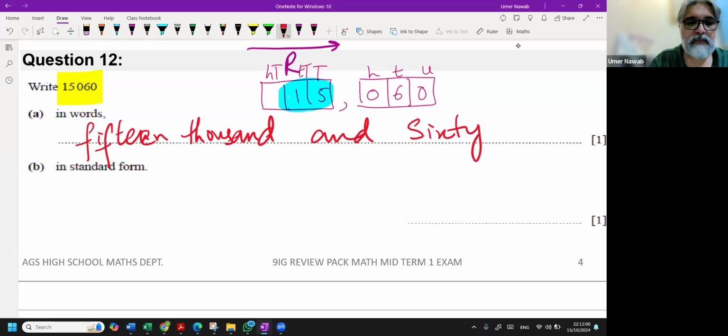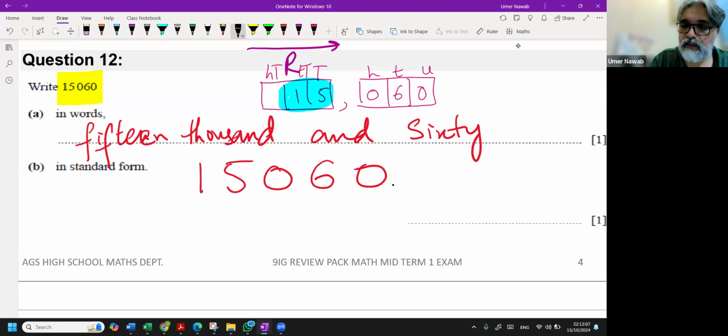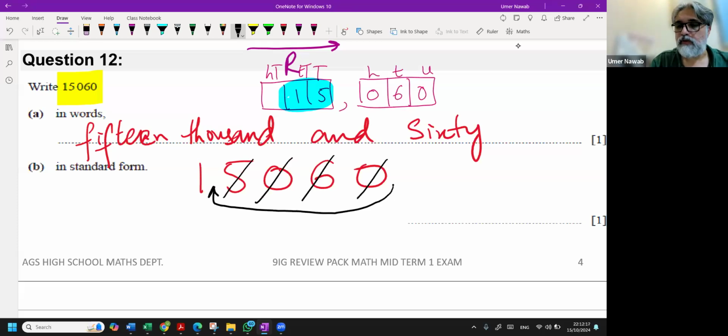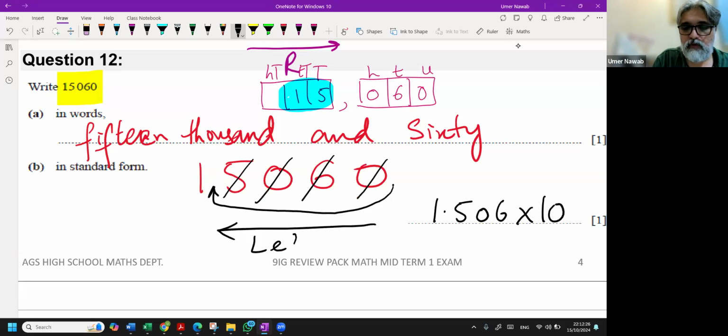And what is this? 60. Now in standard form, I have 15060. Where is the decimal? The decimal is at the end. And I need to push this decimal forcefully to come in between 1 and 5. So how many digits did I cross? 4 digits. Now this number becomes 1.506 into 10 raised to the power. Now, since I moved to the left, when you move to the left forcefully, you have to write the opposite sense, which is positive power, positive 4. I hope it is clear.